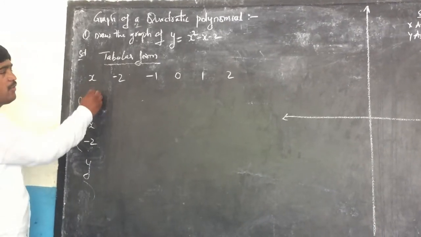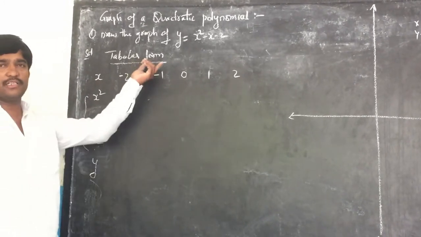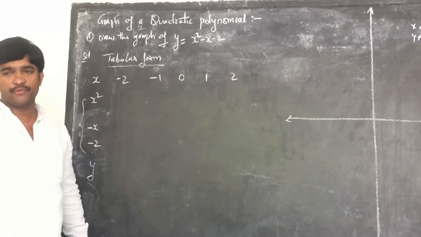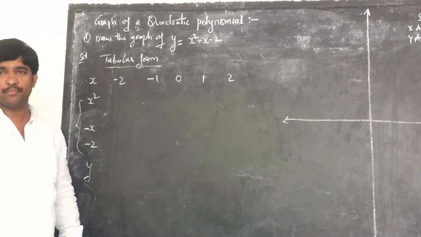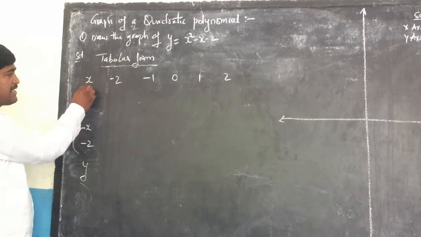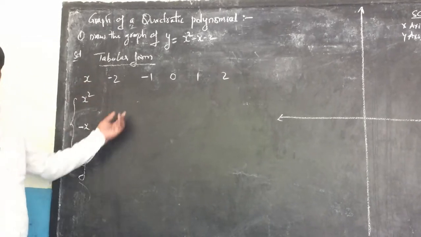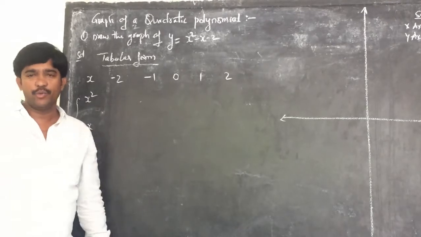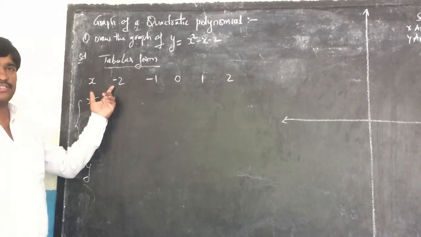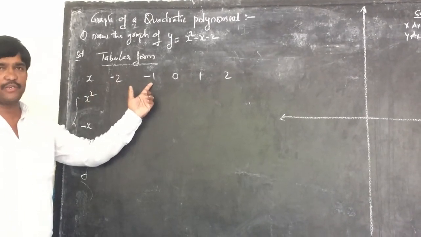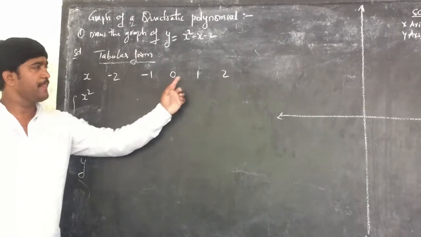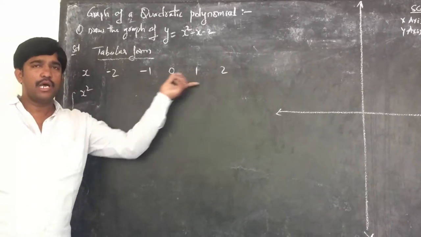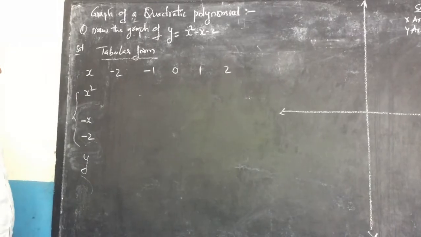In general, the main thing to remember is that the first step is the tabular form, calculating the x and y points. First I will consider x. We take some positive values and some negative values. Here I have taken minus 2 as the initial value, then minus 1, then 0, and 1 and 2 as the assumed x values.